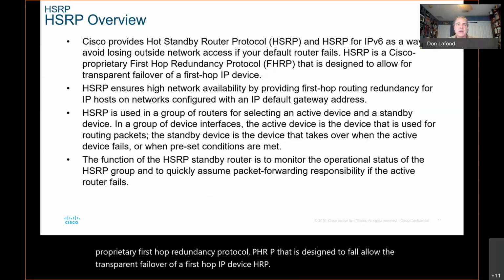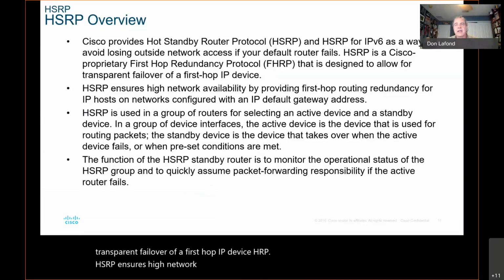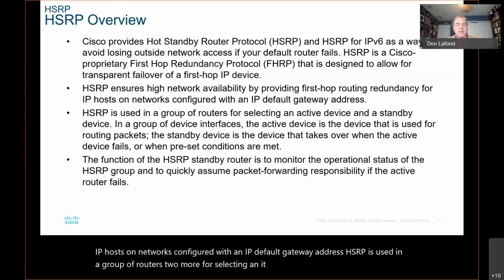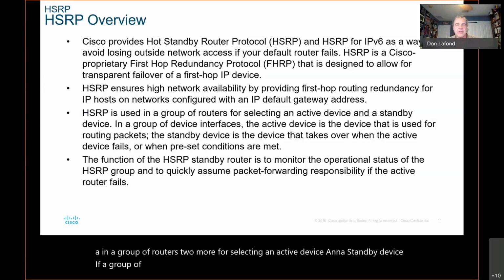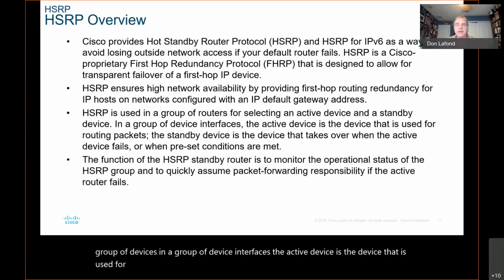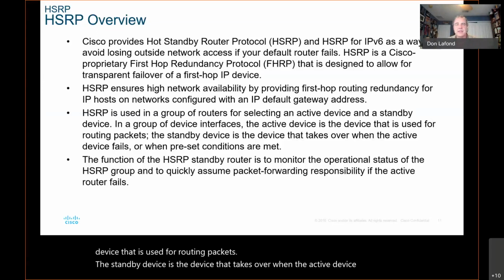HSRP ensures high network availability by providing first-hop routing redundancy for IP hosts on networks configured with an IP default gateway address. HSRP is used in a group of routers, two or more, for selecting an active device and a standby device. In a group of device interfaces, the active device is the device that is used for routing packets. The standby device is the device that takes over when the active device fails, or when preset conditions are met.